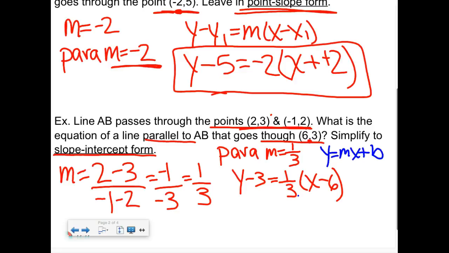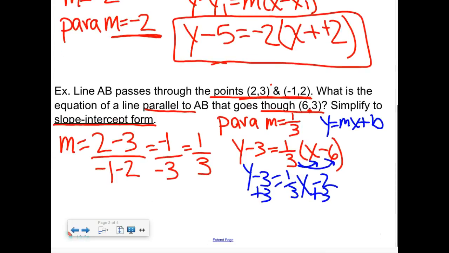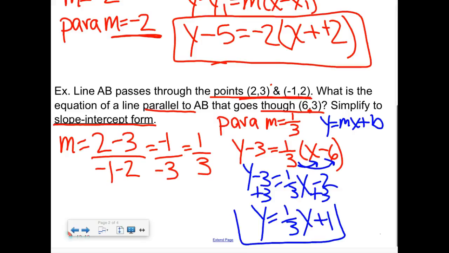So the first thing I'm going to do is I'm going to distribute this 1/3. So now I have y minus 3 equals 1/3 x. When I take a third of 6, that negative 6 is going to turn into negative 2. And then my last step is I'm going to add 3, and I have run out of room. Hold on. And now I have y equals 1/3 x plus 1. And that is our answer.